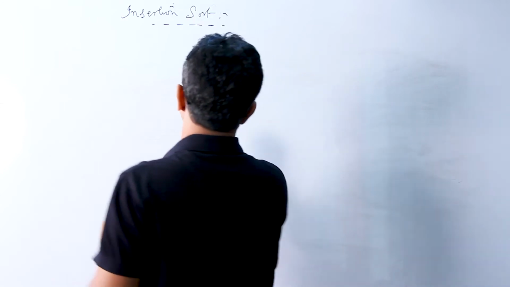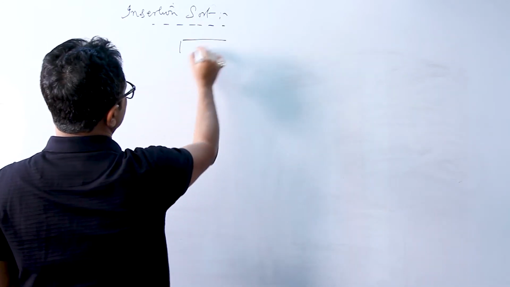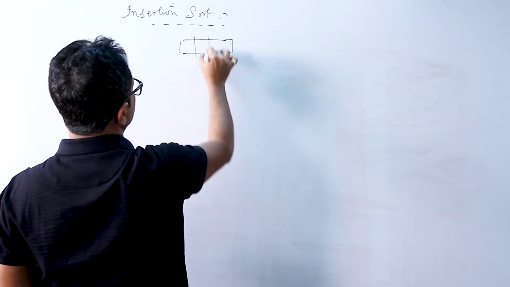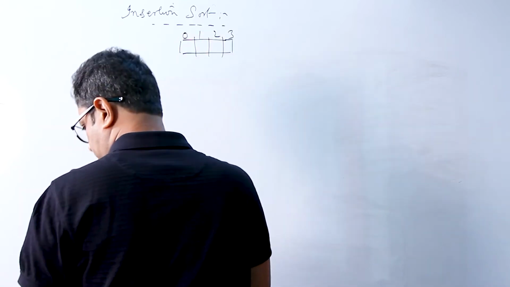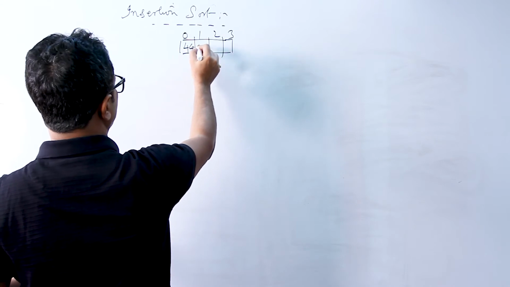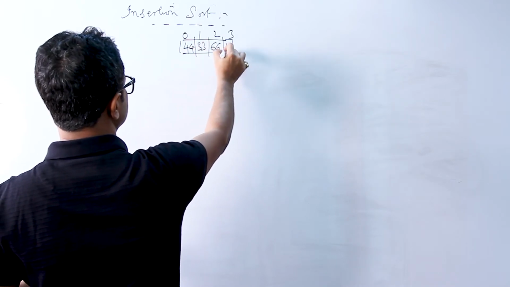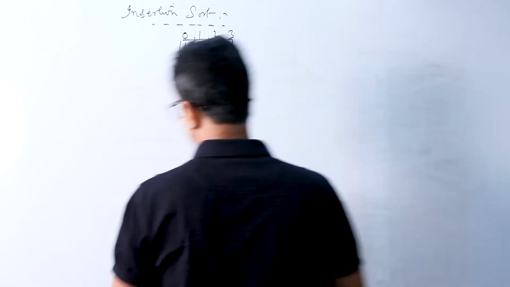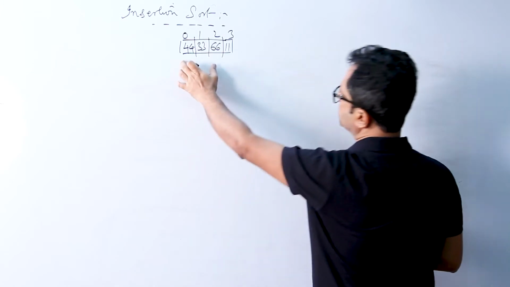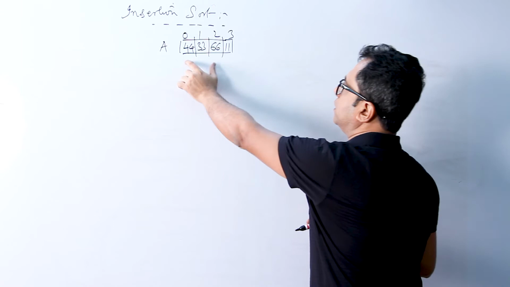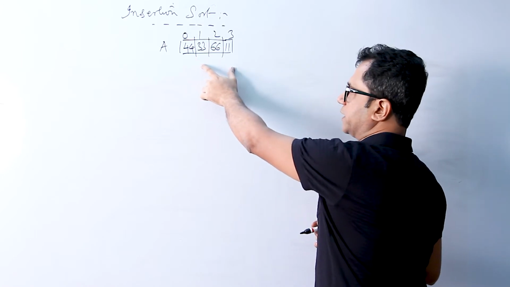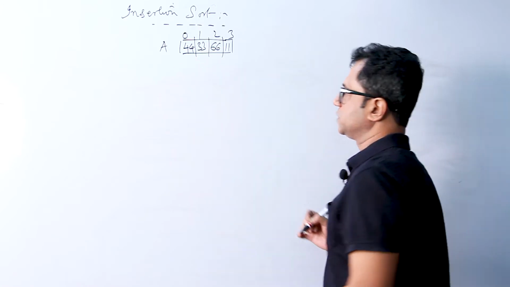So I will take this array. Suppose I am taking 4 elements, with indices 0, 1, 2, 3. The first element let it be 44, then 33, then 66, and this is 11. So suppose these are the 4 elements in this array, which is called A. And what is the insertion sort technique? I will show you in a tabular representation.